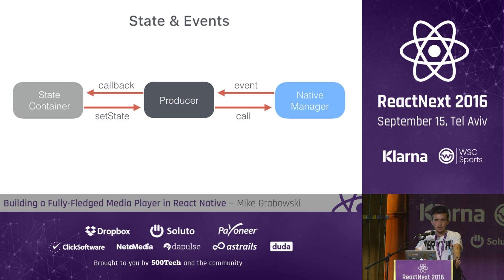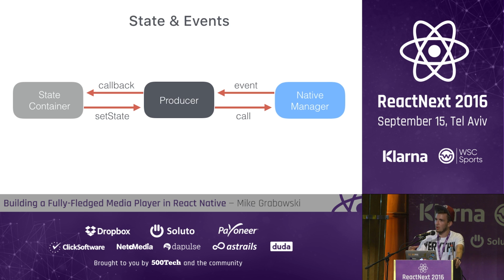Like the state container, that was our play queue. The producer was our player. And the native manager, that was our play manager. And now the state container is something that holds the state, calls set state, and basically tells the rest of the app what's going on and what are the things happening. So the set state call results in a side effect being created by the producer. And the producer just calls the native manager imperatively, telling it what to do. When any native changes occur, like track finishes, these changes are abstracted inside these native managers.